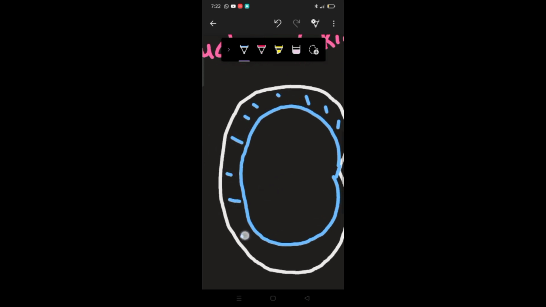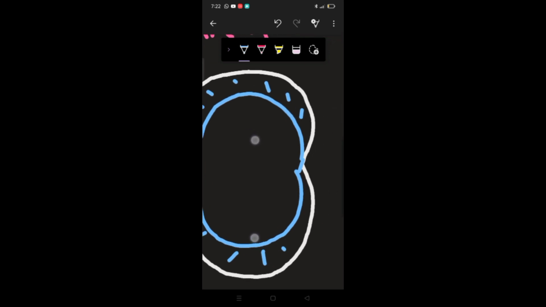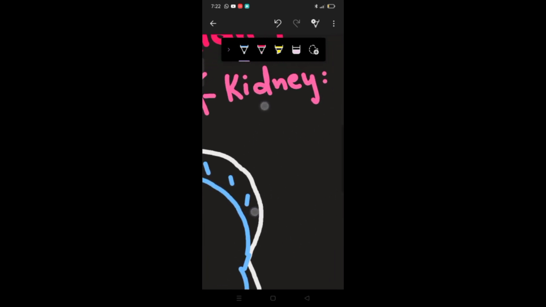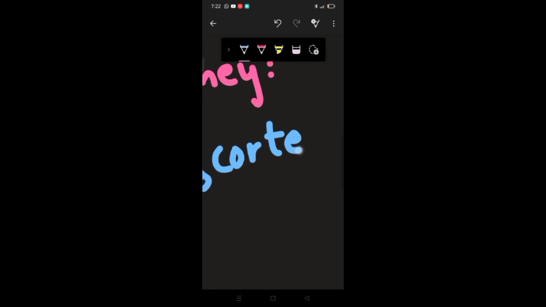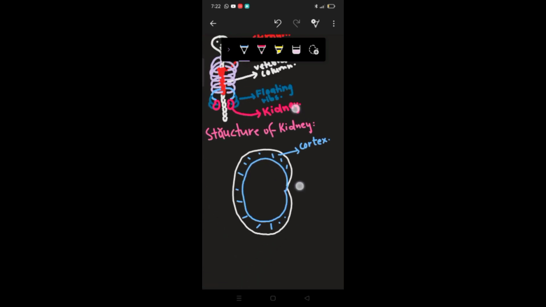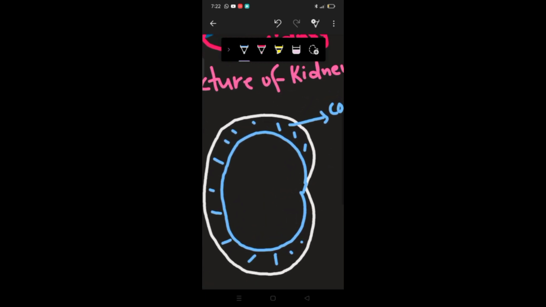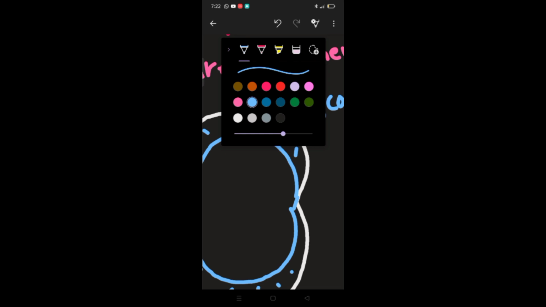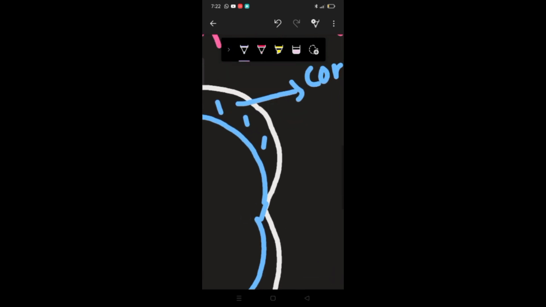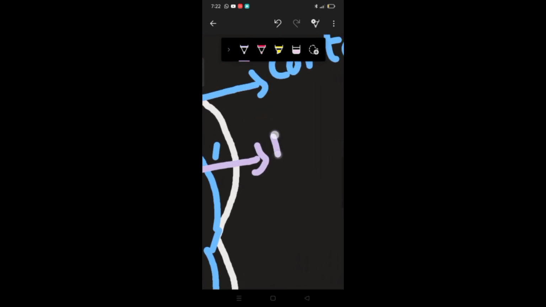Wait, I'll be writing this as well. So what is this region? This is cortex. Cortex. This is the cortex I do have. Then the inner region is known as medulla. The inner region is known as medulla. So I am writing this as well. I am writing this here.